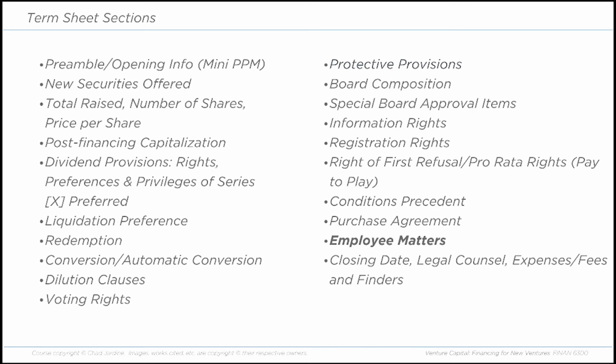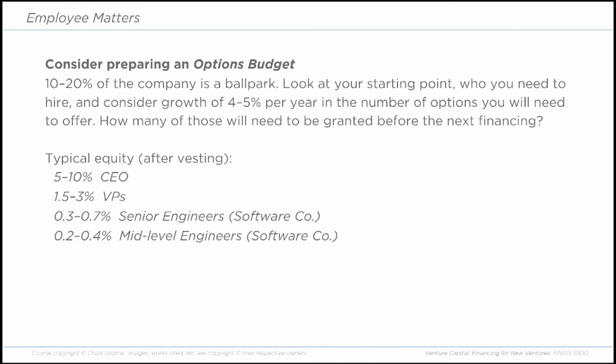As a result, it's often around the first institutional round of investment that you want to set aside an options budget. Depending on how fleshed out the senior team already is and how mature your company, you may choose something more formal, but at a minimum, you want to set out an options budget. Ultimately, you may have 10 to 20% of the company set aside for employee options. Consider who you need to hire, and consider how many options you anticipate you're going to need to grant before you reach the next round of financing. I've included a chart of what is typical for employees based on their level. This isn't a hard and fast rule, but it does give you an idea of what is customary.